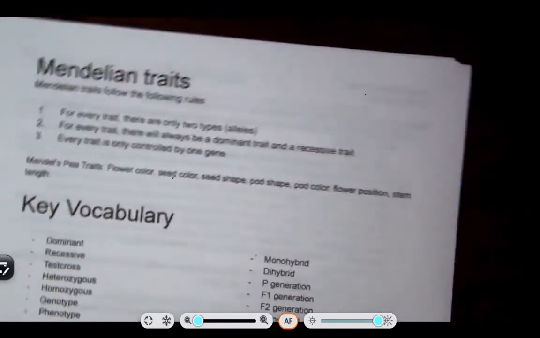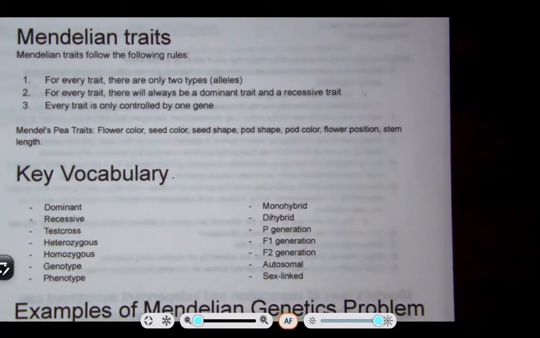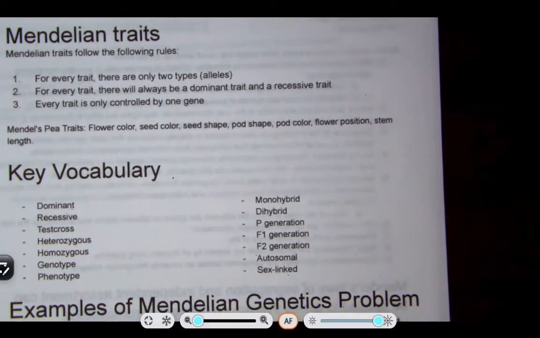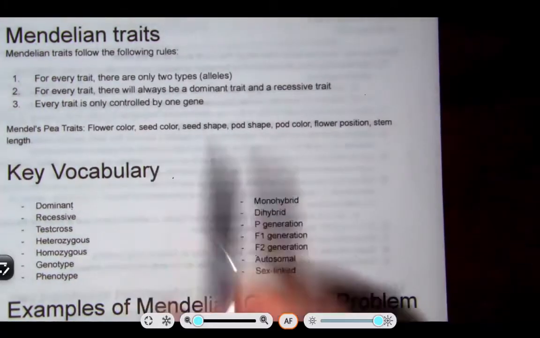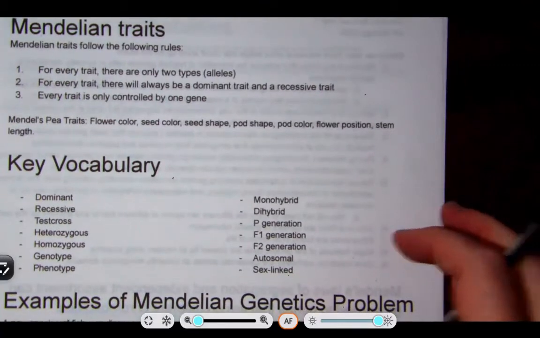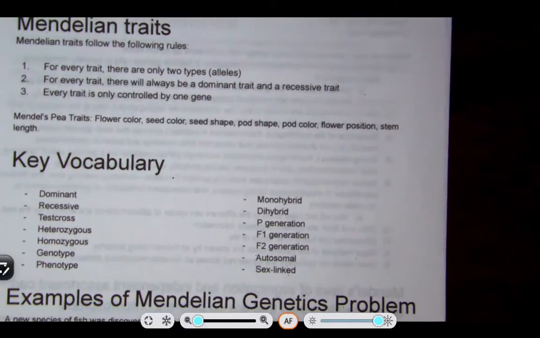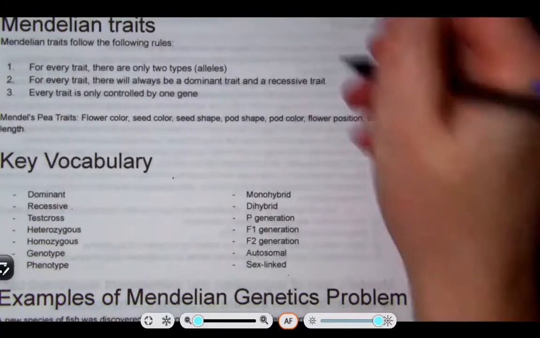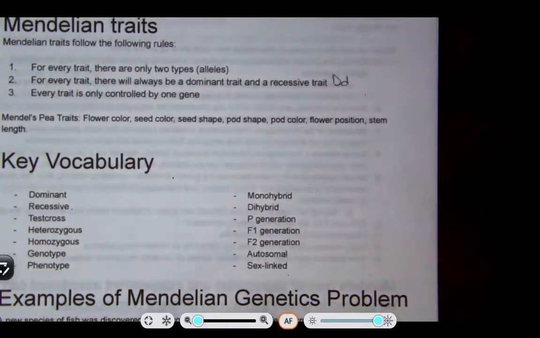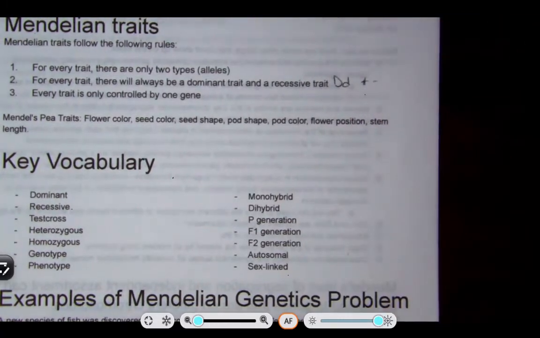So, the big guy, Mendel. Mendel's traits follow the following rules. For every trait, there are only 2 alleles. That means you can't have, like, 3 genes controlling one thing. Human eye color is an example of that, where it's like 5 or 6 genes. For every trait, there will always be a dominant trait and a recessive trait. Generally, we use big D and little d. Sometimes you'll also see a plus or a minus.